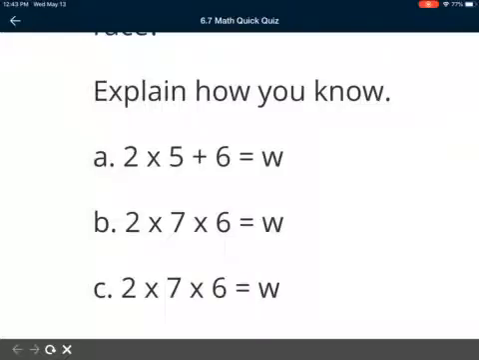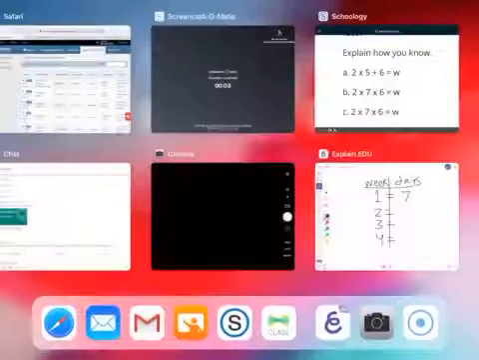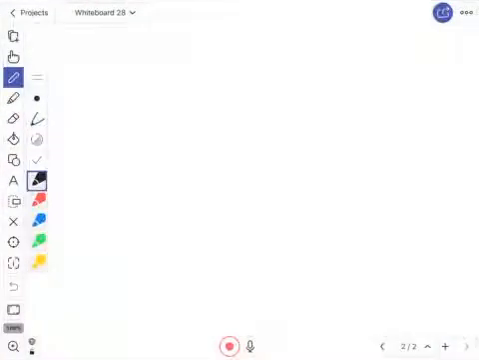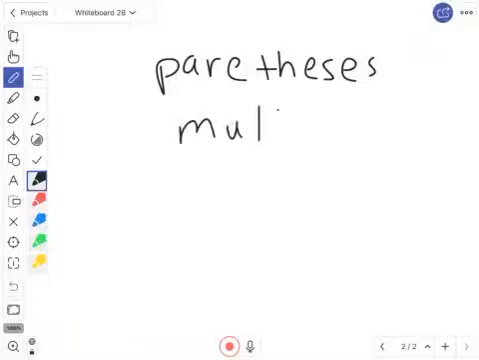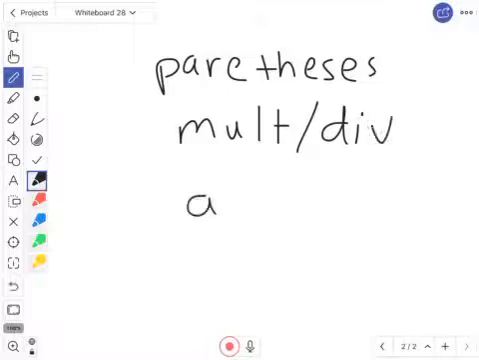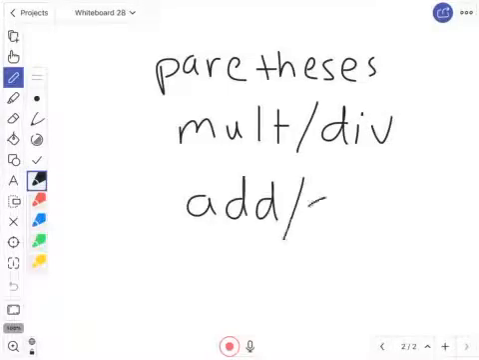Because remember, whenever you're solving an expression, you always do parentheses first, then you do multiplication or division, then it's addition or subtraction.